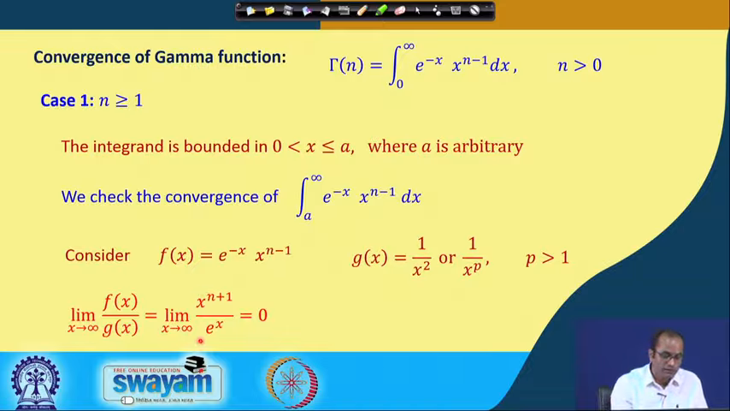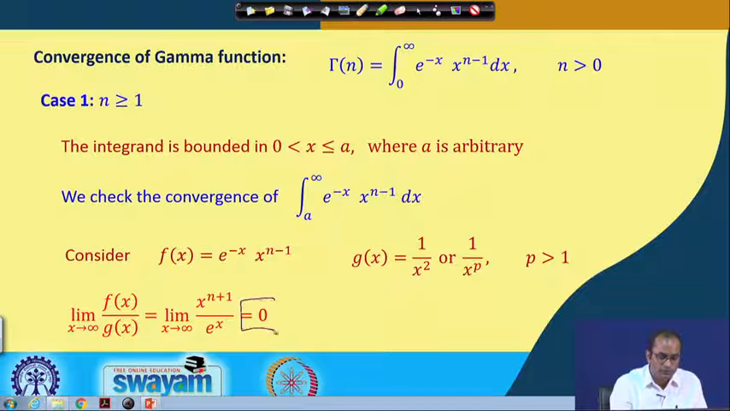So, this limit here, because this e power x will grow faster as x goes to infinity than this one, this limit is going to be 0. This limit is going to be 0 whatever positive power we have. So, for example, if we take x power p, this limit will become the limit as x goes to infinity of x power n minus 1, and then plus p will come.